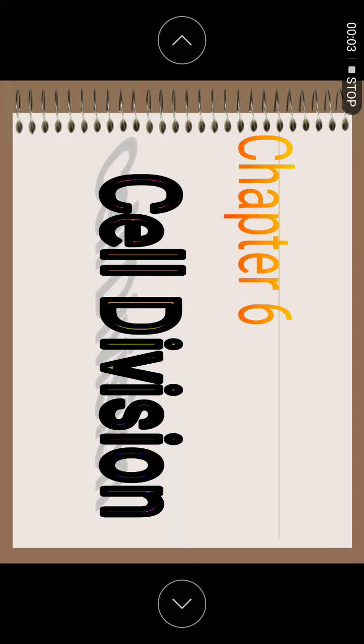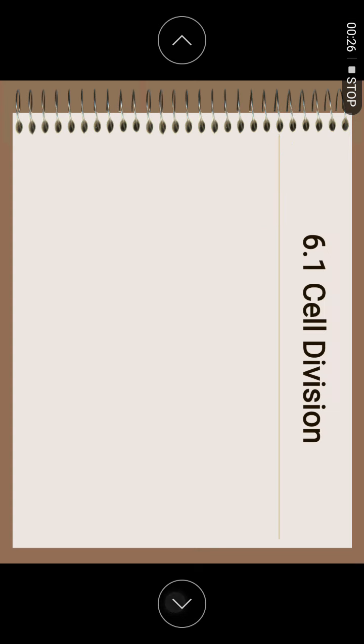Okay, chapter 6. Chapter 6 is about cell division. Cell division means the cell is dividing. In our body there are many billions of cells, and these cells need to repair themselves. Some cells need to be replaced, and some need to be repaired. How the cells repair and replace themselves, we will see in this chapter.